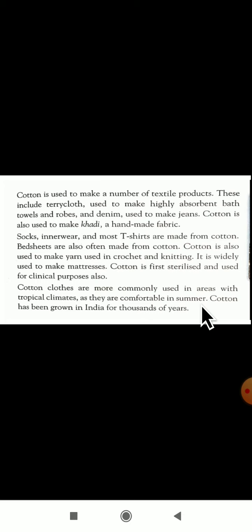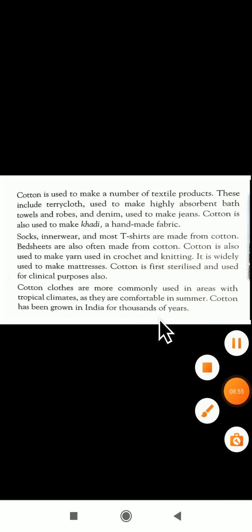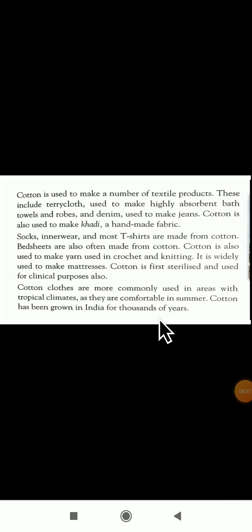Cotton has been grown in India for thousands of years. See, dear students, for thousands of years they have been growing cotton in our India. So it has many uses. We are using cotton in our day-to-day life. Yes, in towels, socks, innerwear, t-shirts. Okay, even in mattresses also. Yes, in all the textile products we are using cotton.